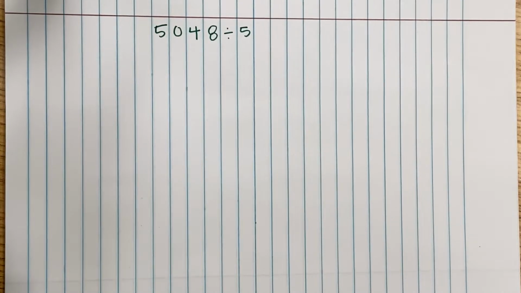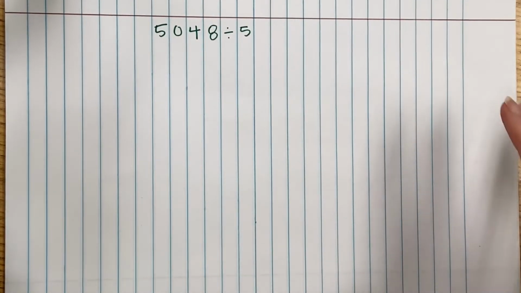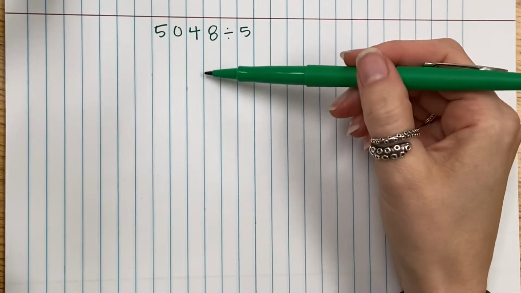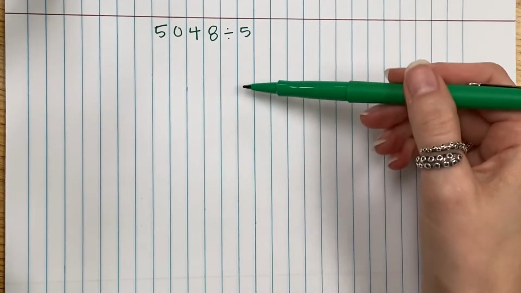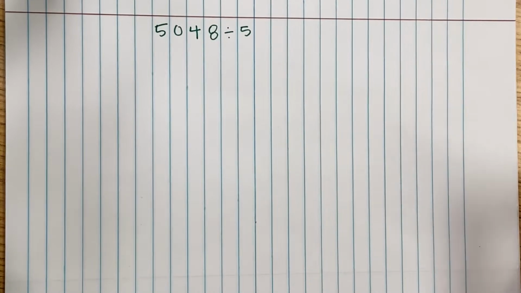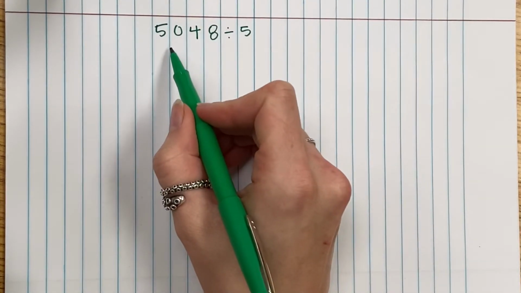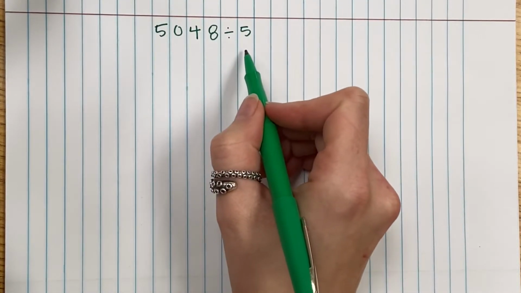Today I'm going to be showing you how to do grid method long division using a 4-digit dividend and a 1-digit divisor. So notice that I've already turned my paper 90 degrees, so my blue lines are going vertically. This is going to help me when I'm adding and subtracting within my dividend to keep my place values lined up. So today we're going to be dividing 5,048 by 5.